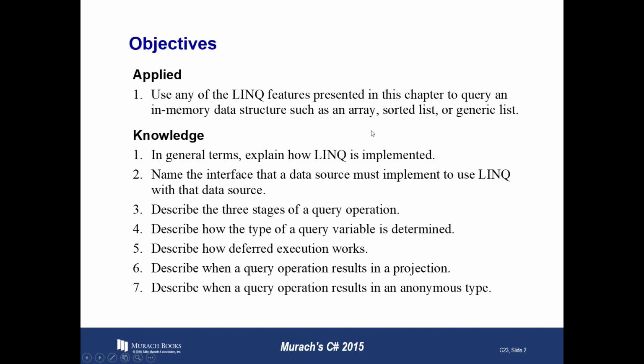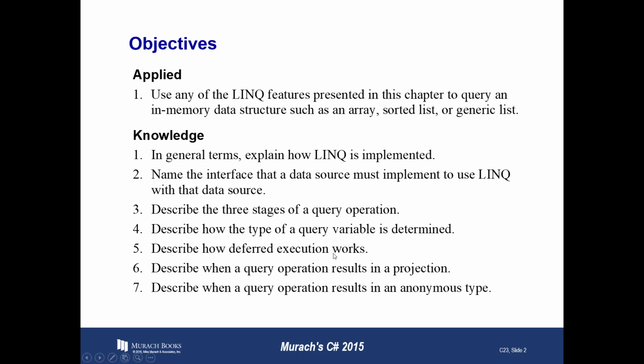We've got one applied objective here, and I believe there are 9 knowledge objectives. Our applied objective: use any of the LINQ features presented in this chapter to query an in-memory data structure, such as an array, a sorted list, or a generic list. Knowledge, in general terms: explain how LINQ is implemented. Name the interface that a data source must implement to use LINQ. Describe the 3 stages of the query operation. Describe how the type of a query variable is determined.